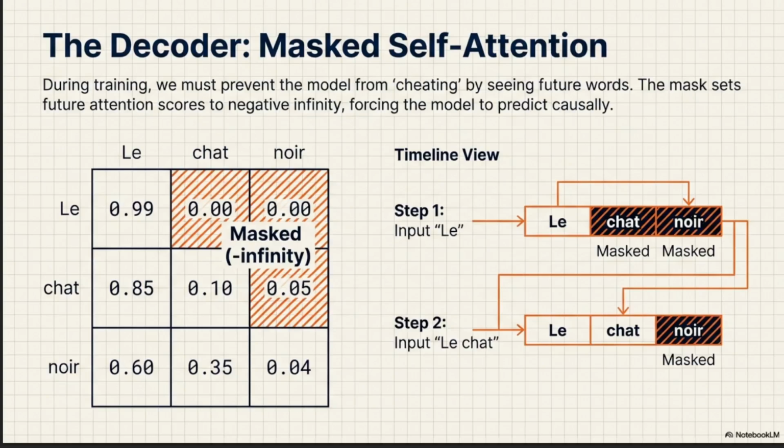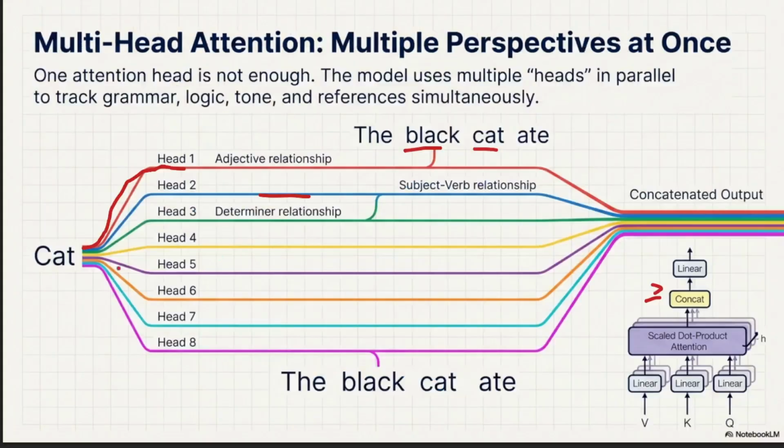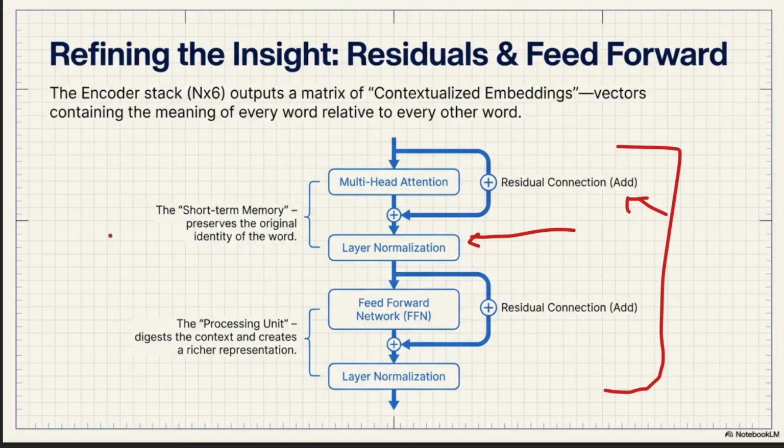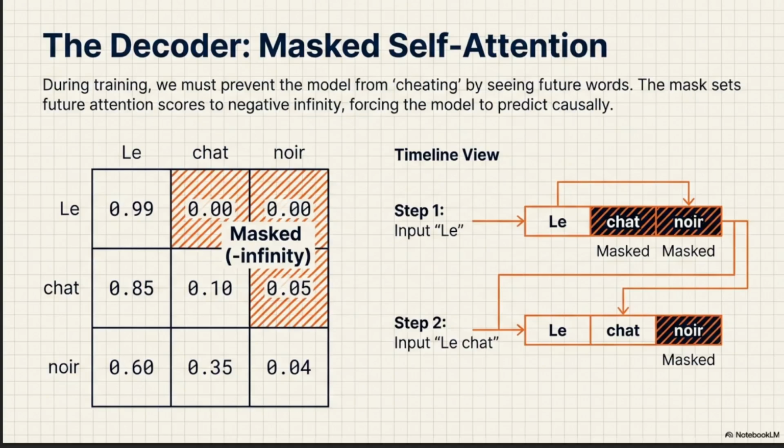Now we move to the decoder. Now we will see the masked attention that we said we would see in this part. The decoder side generates the output, for example, translation from English to French or any other language. During training, we must prevent the model from cheating by looking at future words. This is what we call masking.